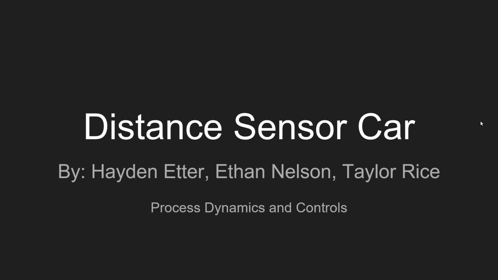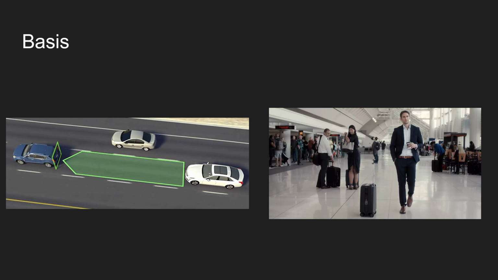Right, so this is our presentation on our distance sensor car. The basis for what we're working on is a car that's going to sense the distance between an object. So basically, it will follow another car at a set distance, or for example, you'll have a suitcase that'll just follow you around, and it won't hit you, it'll just follow at a set distance behind you.